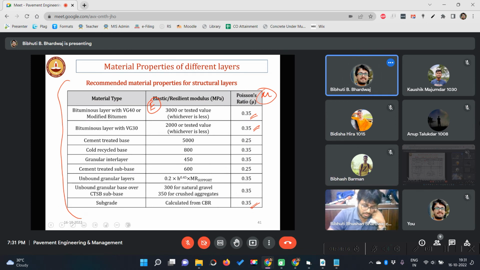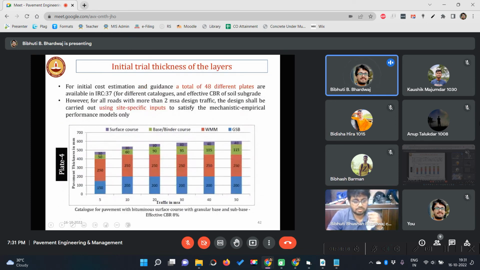Now we know that in order to start anything, we need some initial trial thickness. So for initial trial thickness, we know the CBR. Okay, we should know the CBR, we should know the traffic. So in our case, the CBR was 9% and traffic was 84. So this plate 4 was not used. We used a different plate. I think plate 5 was something we used. So these plates are there in IRC code. I will share the codes with you tonight.